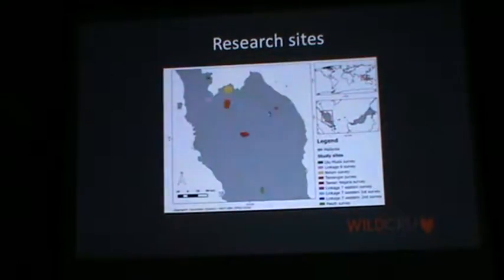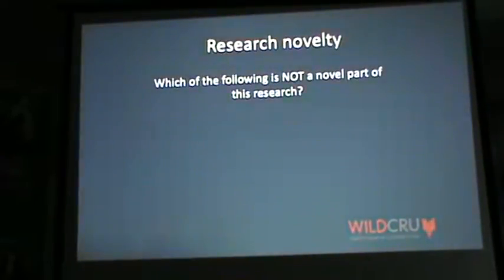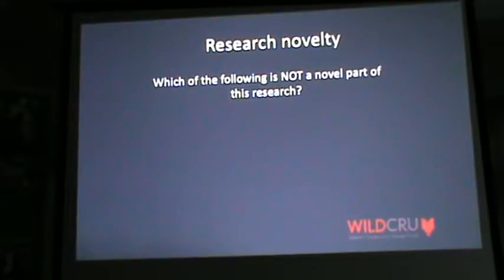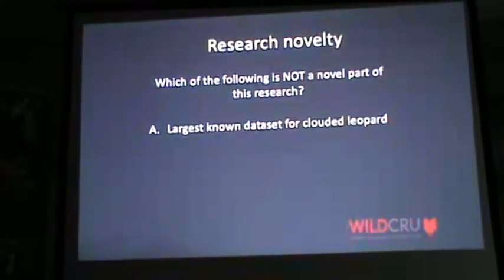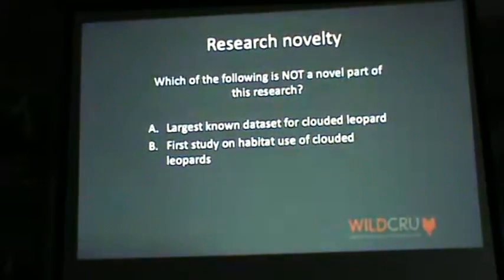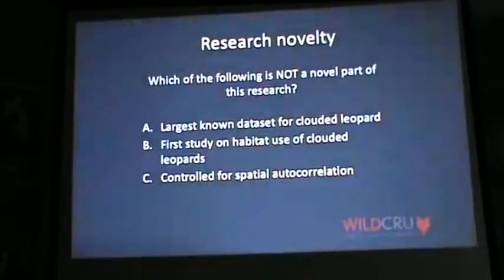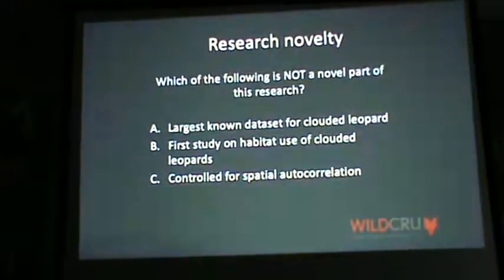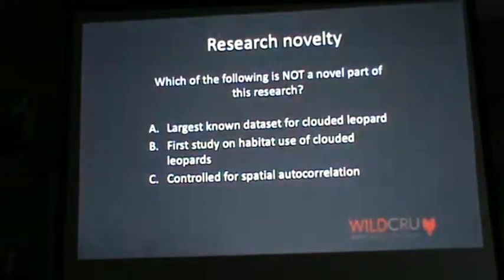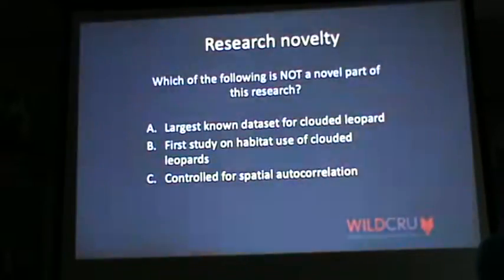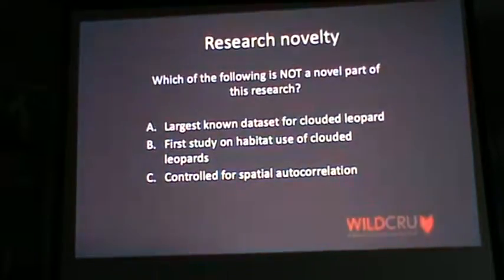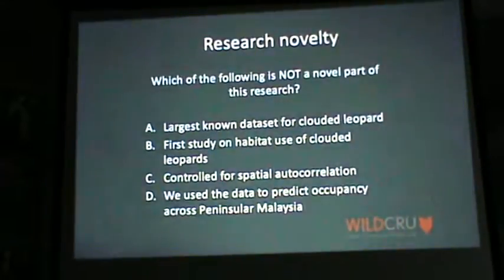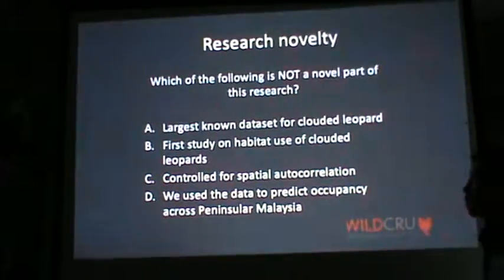We have 890 camera trap stations utilized in this study, which is great. Which of the following is not a novel part of this research? Is it the largest known data set for clouded leopard, or is it the first study on habitat use of clouded leopards? We control for spatial autocorrelation, meaning that when you detect a clouded leopard at one camera trap, the next camera trap nearby that detects the clouded leopard might be correlated because it might be the same clouded leopard. And the last one, is it because we use the data to predict occupancy across Peninsular Malaysia?